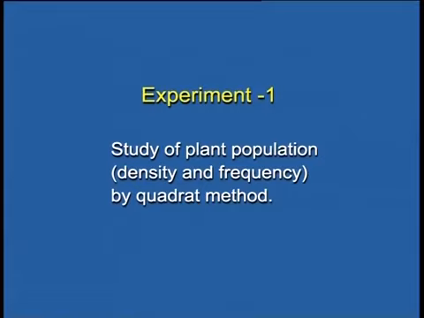Today we are going to perform the practical of calculation of plant population density and frequency percentage by quadrate method. Students, before performing this practical, we should all have a brief idea about the population.